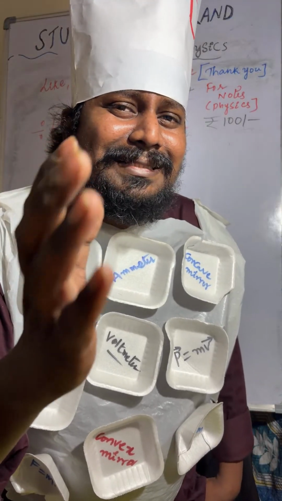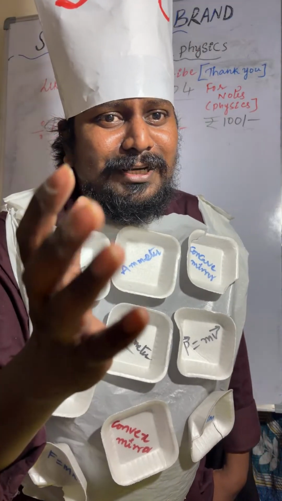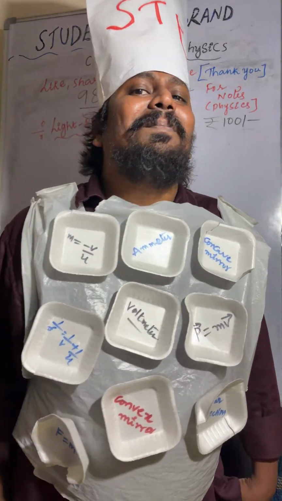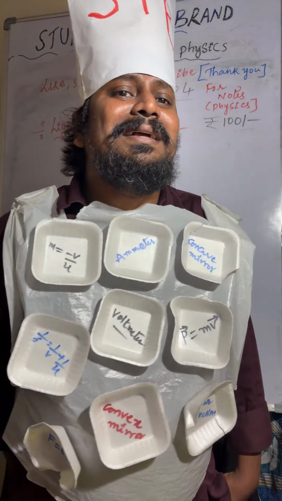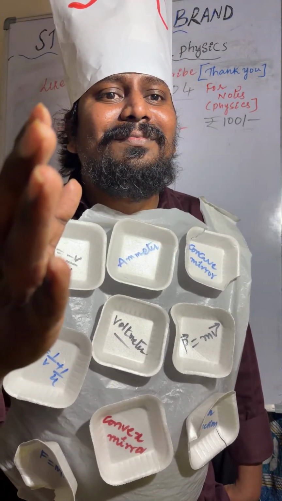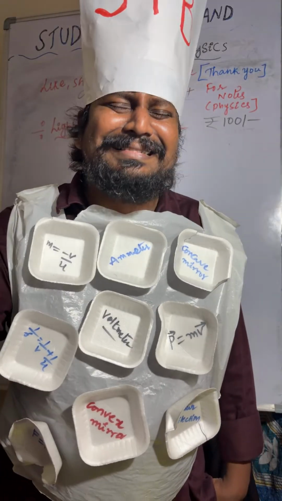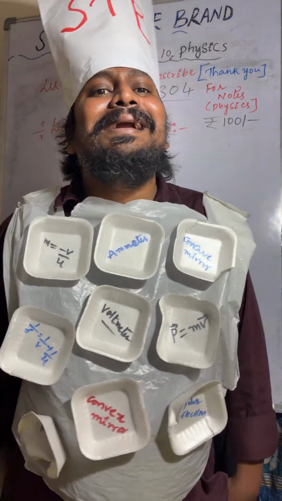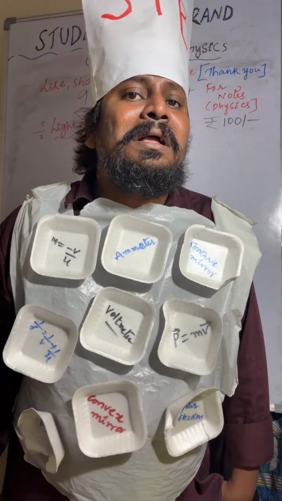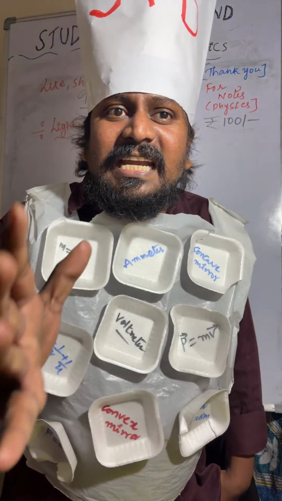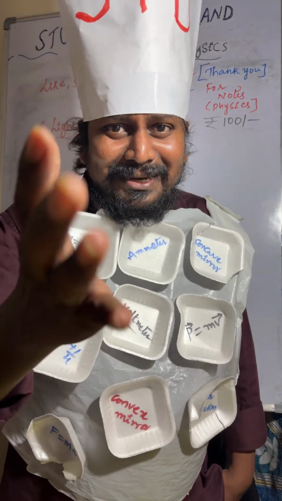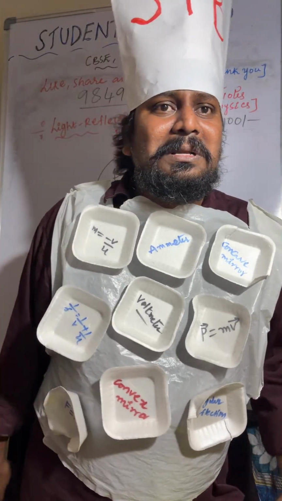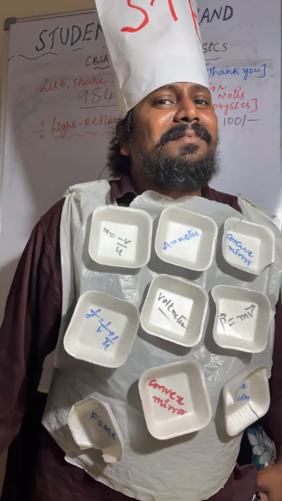Do you know what is SI unit of power of lens? SI unit of power of lens is diopter. What is SI unit of focal length? Meter. SI unit of focal length is meter. 1 by F is nothing but diopter.